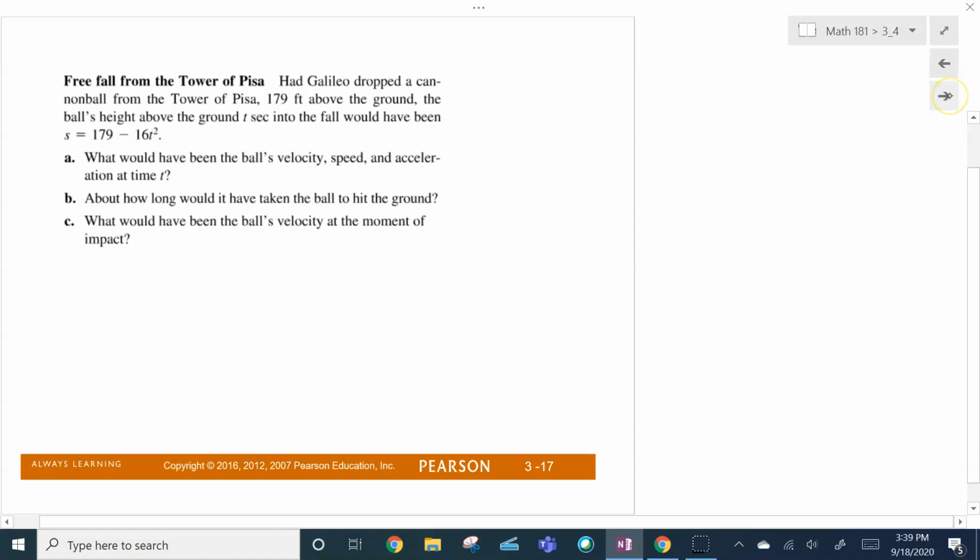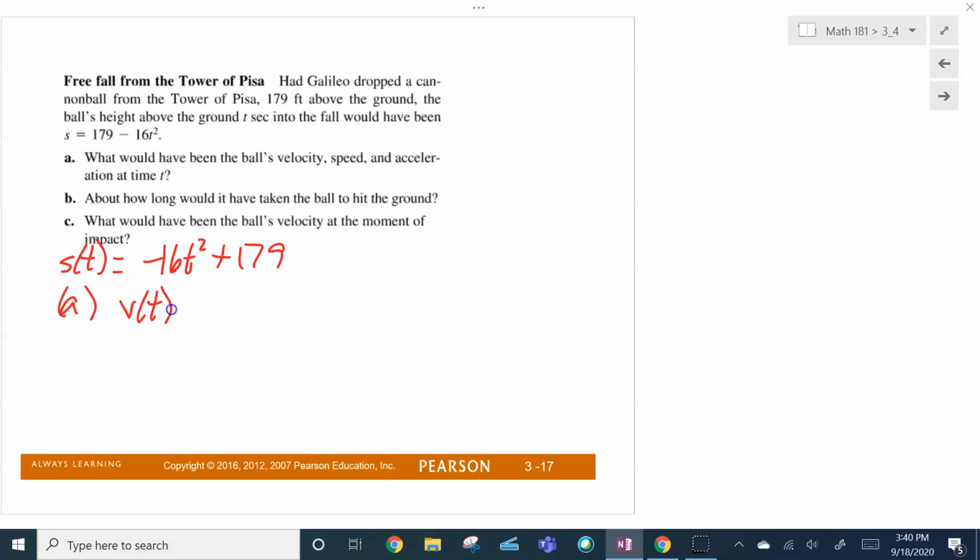All right, free fall from the Tower of Pisa. Galileo dropped a cannonball from the Tower of Pisa 179 feet above the ground. The ball's height, so we have a position here, above the ground t seconds into the fall would have been negative 16t squared plus 179. Part A. What would have been the ball's velocity?